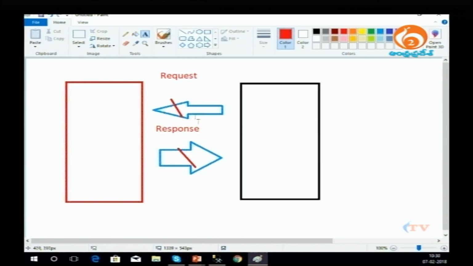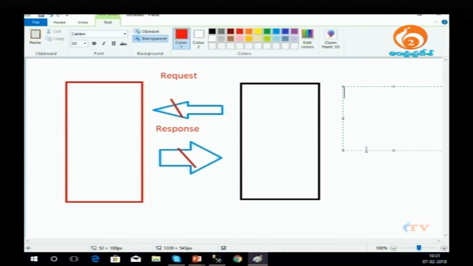100% guys, this request and response will not happen directly, computer to computer, right? A computer has been designed with some set of rules, and these rules we usually call protocols. Hope you remember this. At least you have heard about protocols. What does a protocol contain?